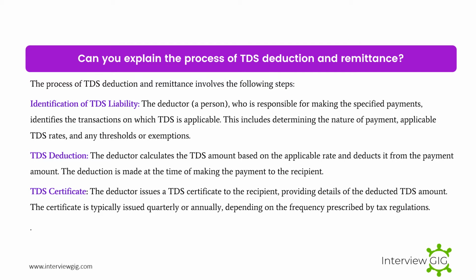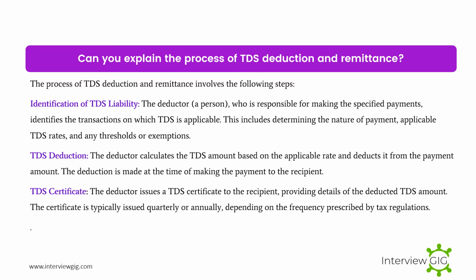Can you explain the process of TDS deduction and remittance? The process of TDS deduction and remittance involves the following steps. Identification of TDS liability. The deductor, a person who is responsible for making the specified payments, identifies the transactions on which TDS is applicable. This includes determining the nature of payment, applicable TDS rates, and any thresholds or exemptions.